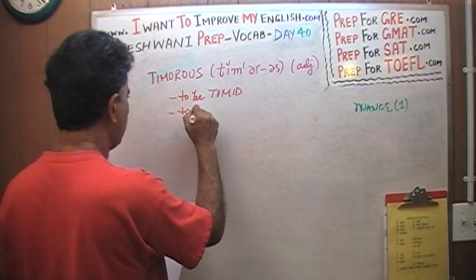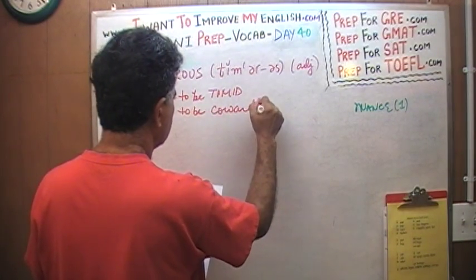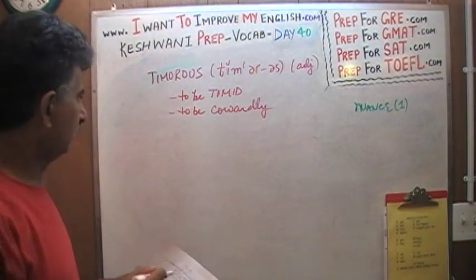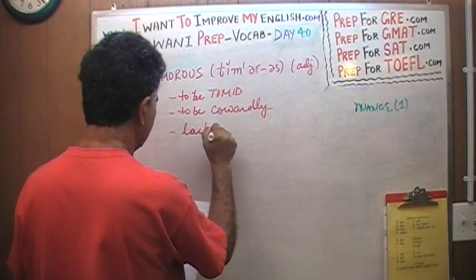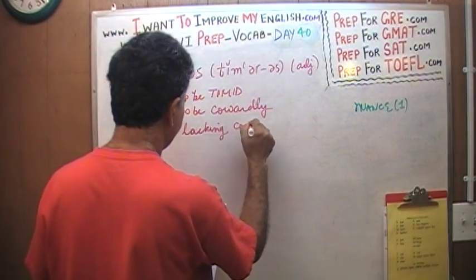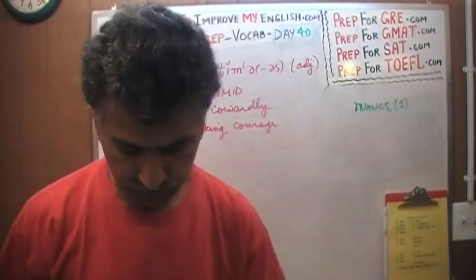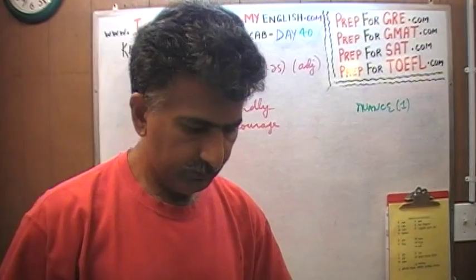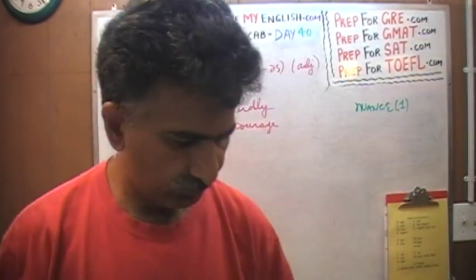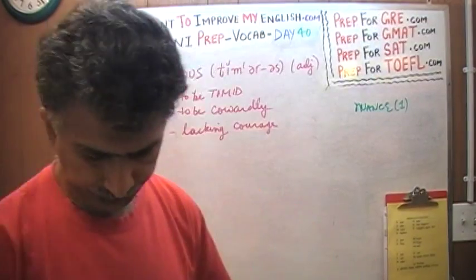to be cowardly, to behave like a coward, lacking courage, lacking courage. If you're lacking courage, you're being cowardly, you're being timid, then instead of saying he's being timid, you can say he's being timorous. Sounds a little bit better, timorous.